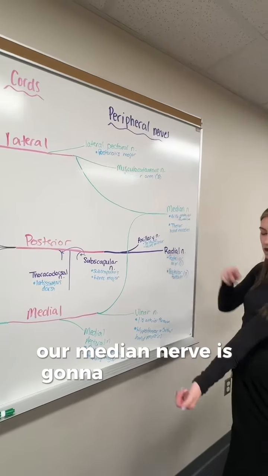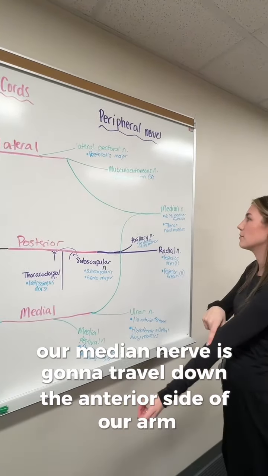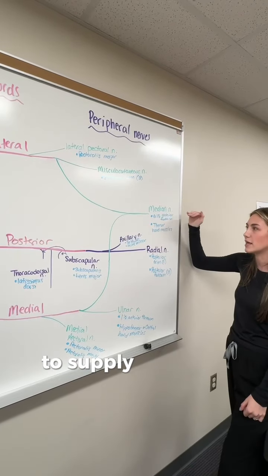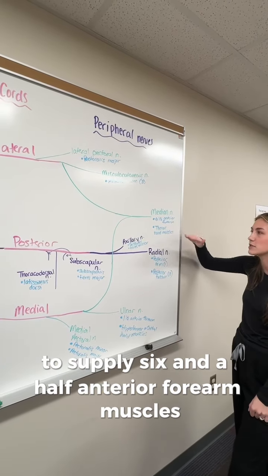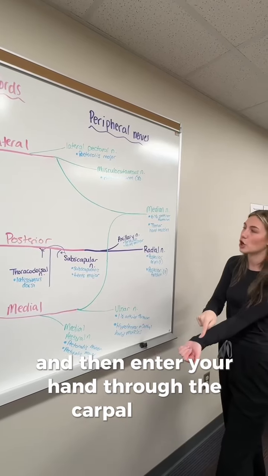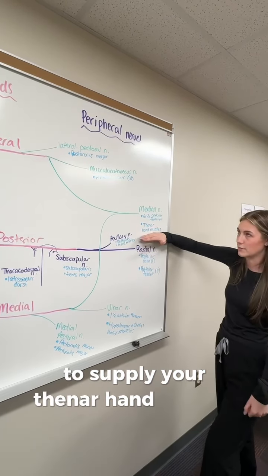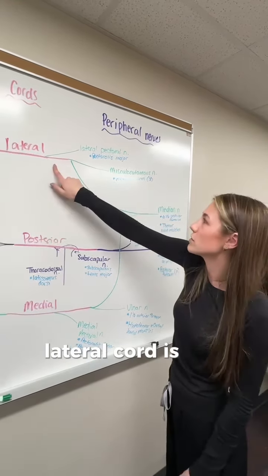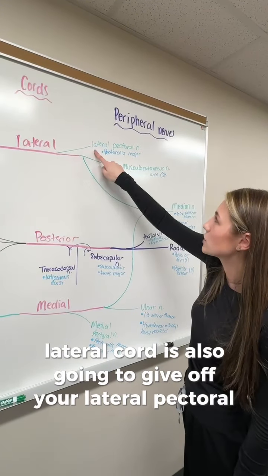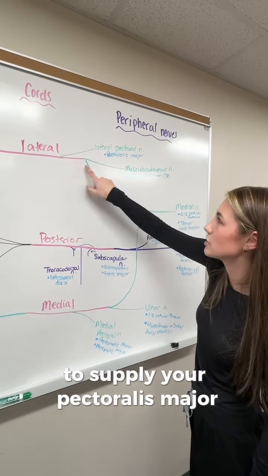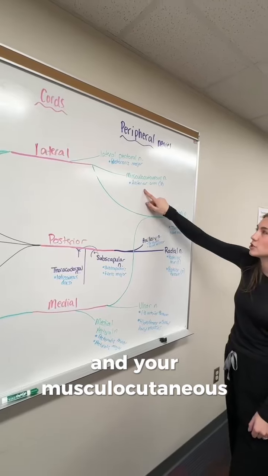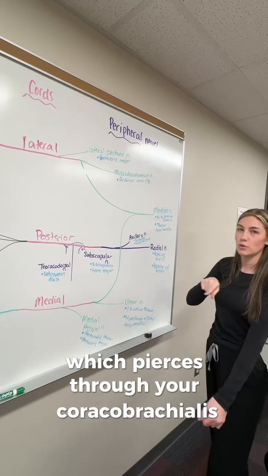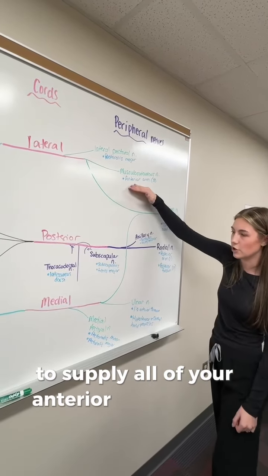Our median nerve is going to travel down the anterior side of our arm through our cubital fossa to supply 6.5 anterior forearm muscles, and then enter your hand through the carpal tunnel to supply your thenar hand muscles. Your lateral cord is also going to give off your lateral pectoral nerve to supply your pectoralis major, and your musculocutaneous nerve, which pierces through your coracobrachialis to supply all of your anterior arm muscles.